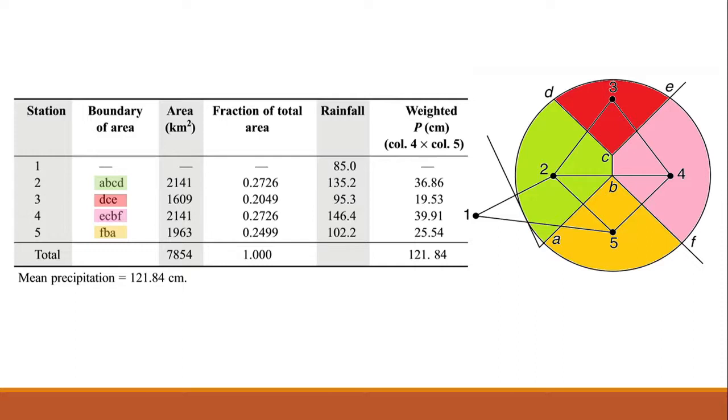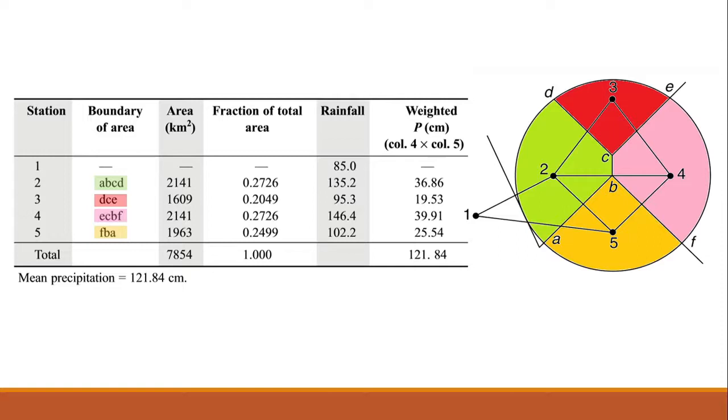And as we sum up all the fractions of total area, it must be equal to 1. And the weighted P of each polygon can be calculated by multiplying the average measured rainfall by its corresponding fraction of area. So for polygon ABCD, the recorded rainfall is 135.2 centimeters, and we're going to multiply that by 0.2726 to get 36.86.